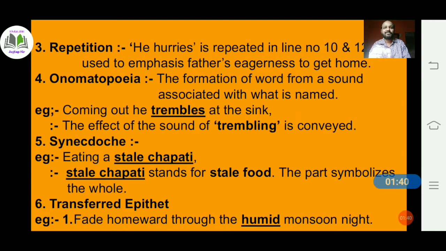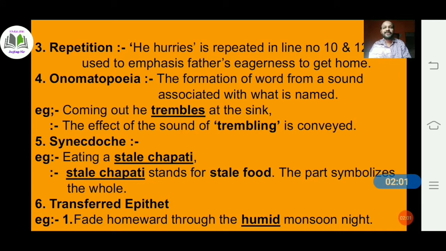Now figure of speech number 3, that is repetition, and you know very well the same words are repeated. "As he hurries" is repeated in lines number 10 and 12, and which is used to emphasize father's eagerness to get home. But the words are repeated twice, that is why this is the example of repetition.